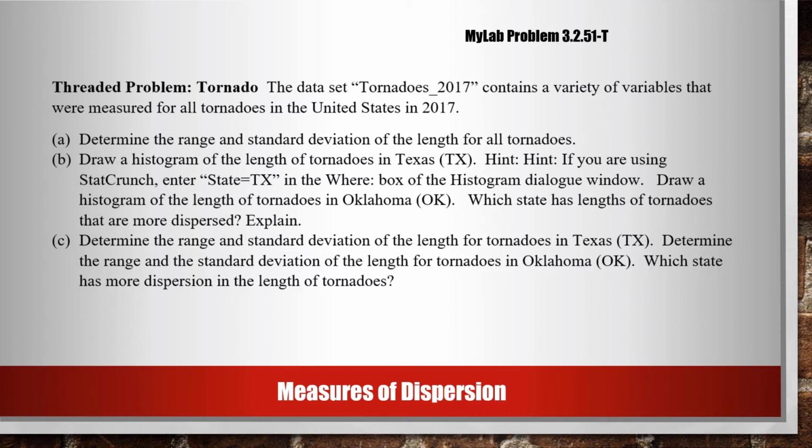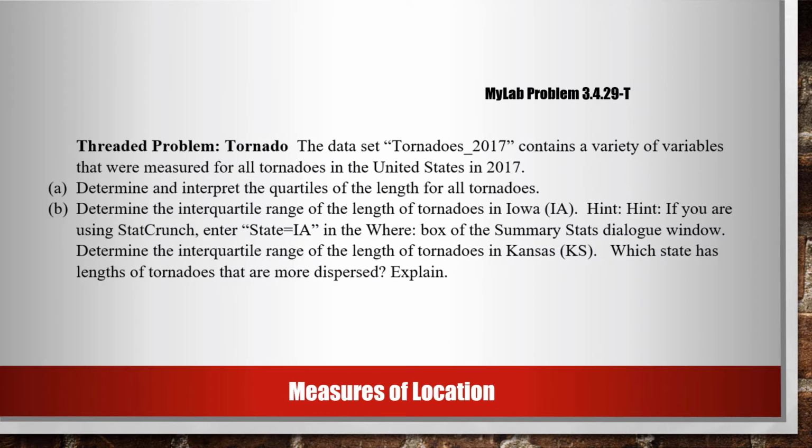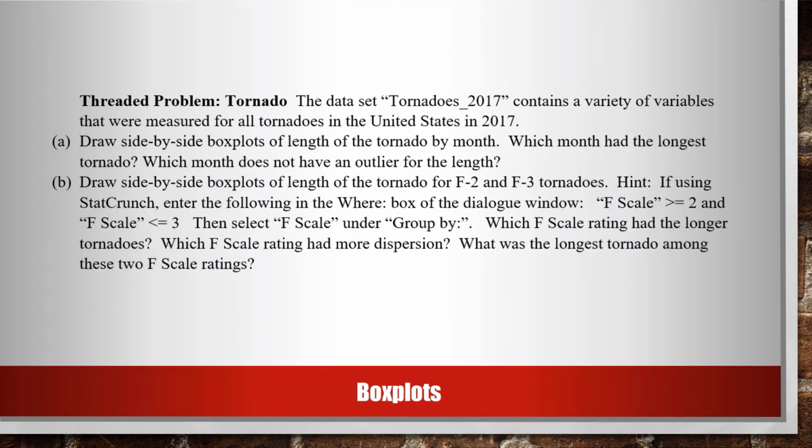Graphical and numerical analysis is used to consider the spread of the variable length. Here, we're using the interquartile range to judge dispersion. Again, notice that we are doing this by state. We are only selecting the state of Iowa and comparing it to the interquartile range of the length of tornadoes in Kansas.